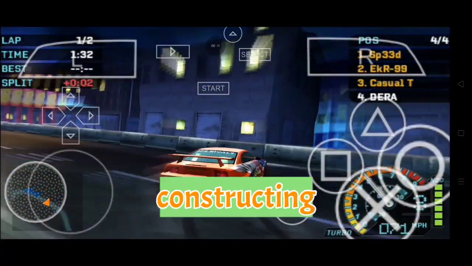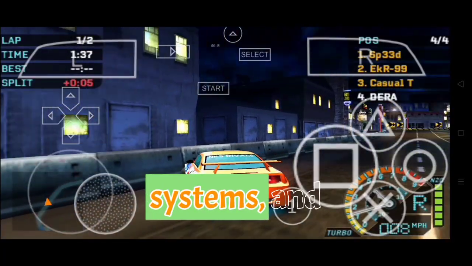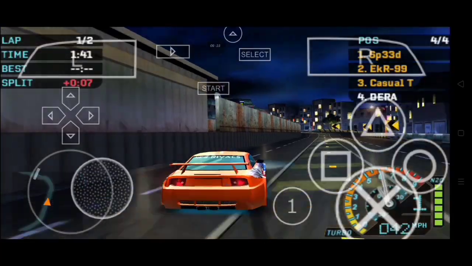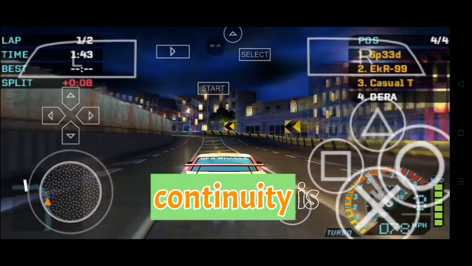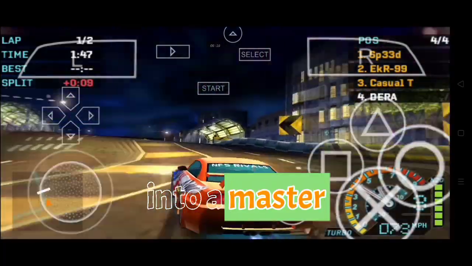You are constructing a structured universe out of abstract rules, balancing mechanical systems, and engineering an active conduit for human agency. Understanding the historical continuity is what transforms a standard game programmer into a master designer.